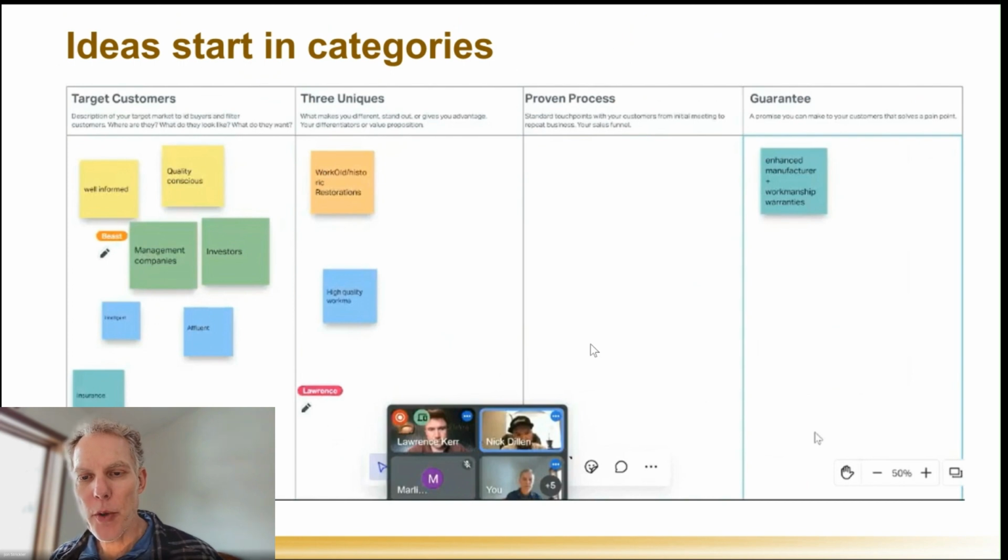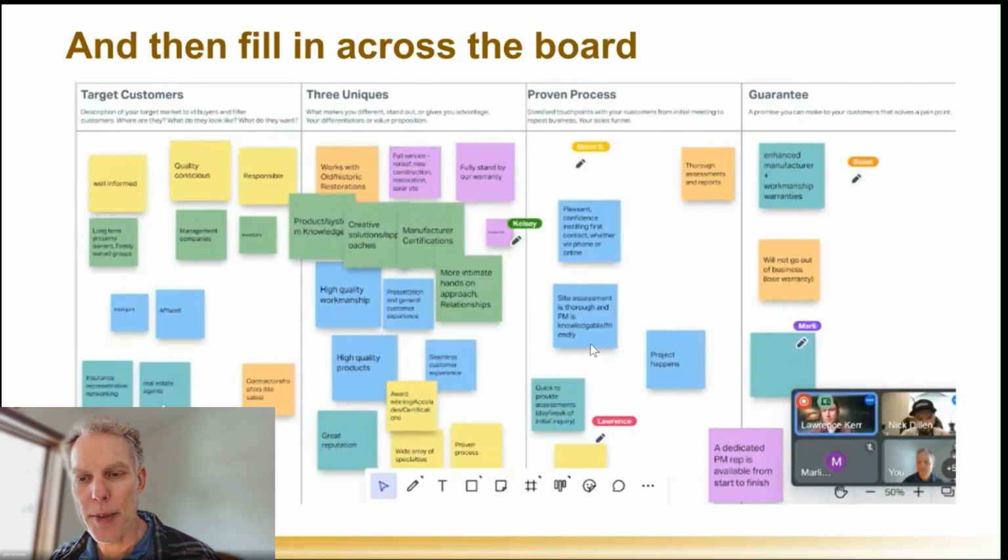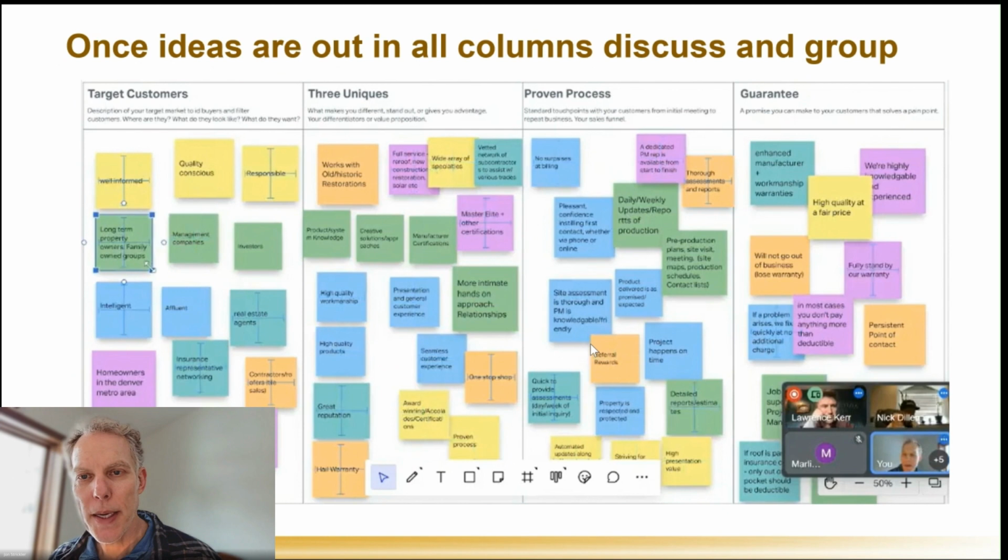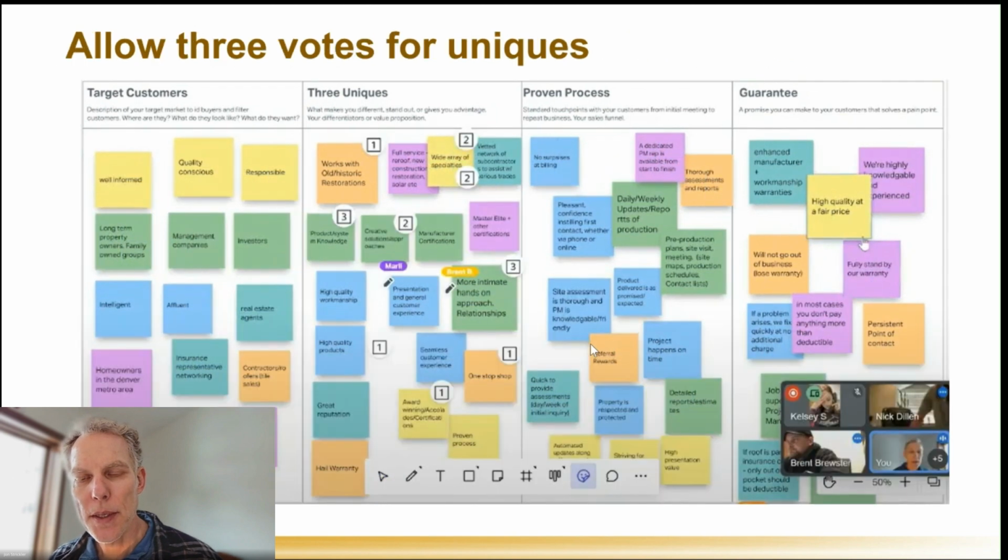Looking at the Formula Roofing example, ideas start in the categories of go-to-market and expand across the different elements. Once ideas are all out for all columns, discuss and group. Take plenty of time here to ensure understanding. Through discussion, the Formula team felt pretty good about their target customers. We then voted on the uniques to identify the top 3 for the business.